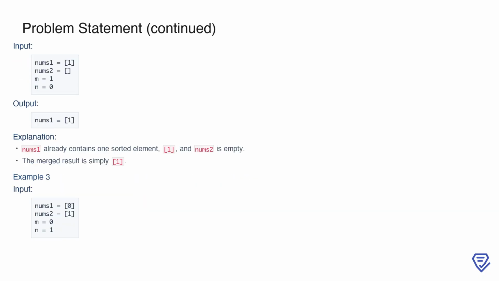Now, consider another example. Here, nums1 is 1, nums2 is an empty array, and m is 1 while n is 0. Since nums2 is empty, there are no additional elements to merge into nums1. As a result, nums1 remains unchanged, and the final array is simply 1. This highlights an important edge case where one of the arrays is empty. When nums2 contains no elements, nums1 remains as it is, provided its initialized elements are already sorted.